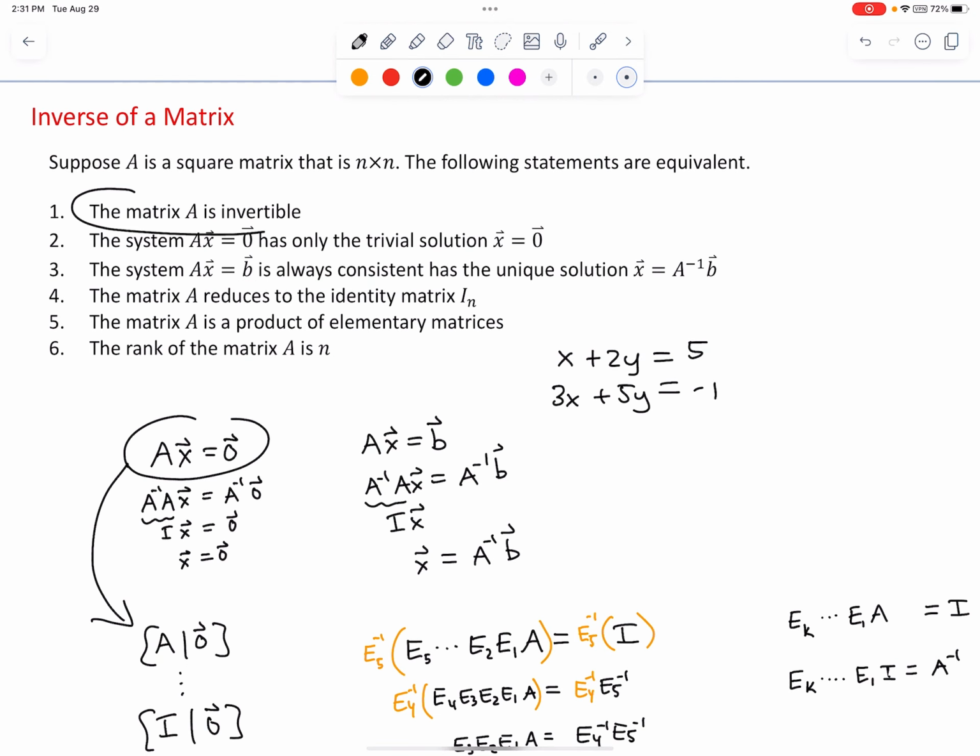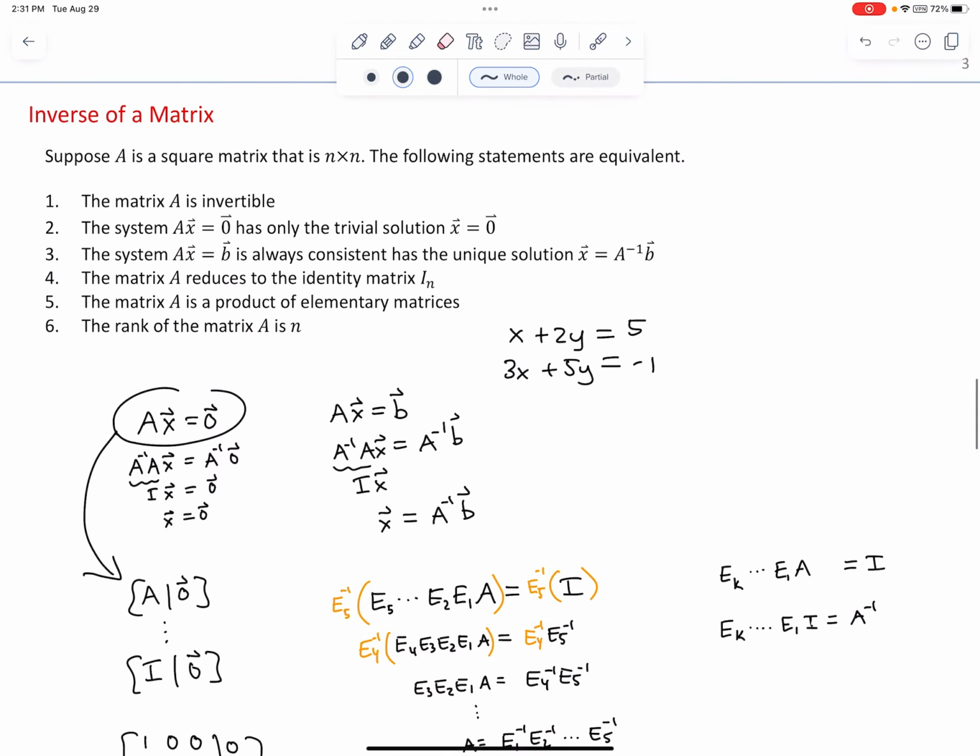Which is exactly what statement 3 is saying in our equivalency theorem over here. We have an invertible matrix, yes, and therefore this system Ax equals b will always be consistent, and it's going to have this unique solution, the inverse of the coefficient matrix times the vector b. So we're just doing that calculation now to get our answer.